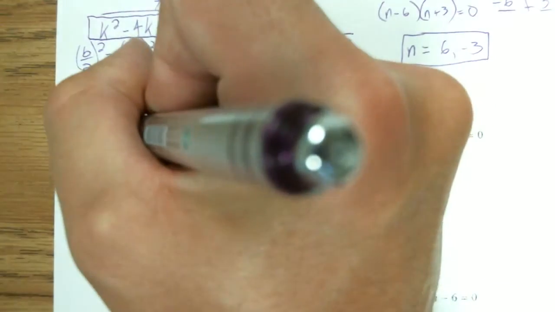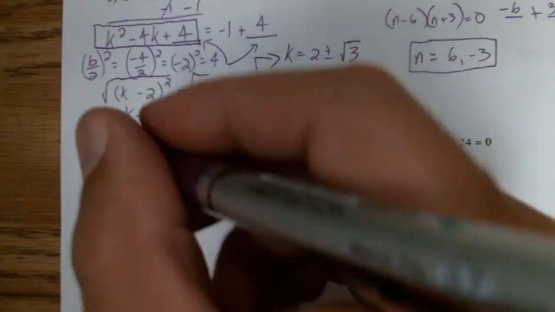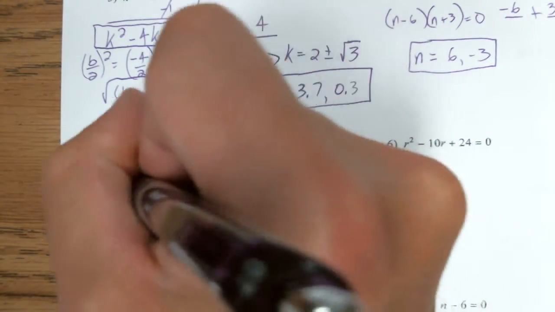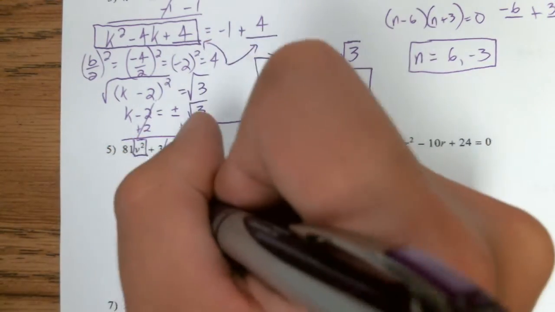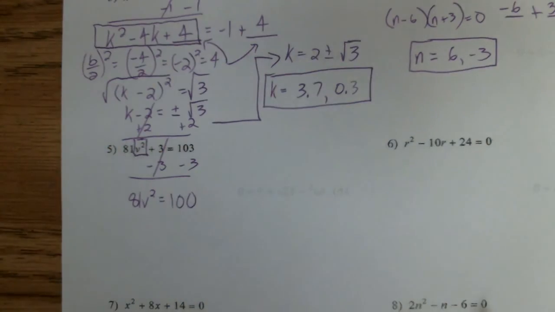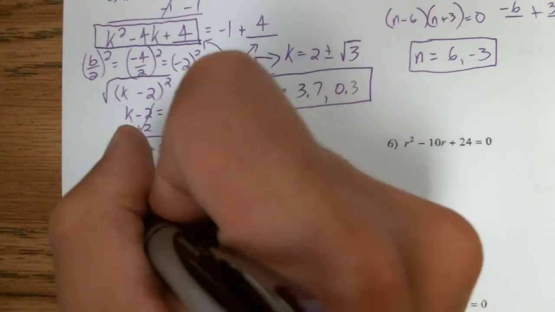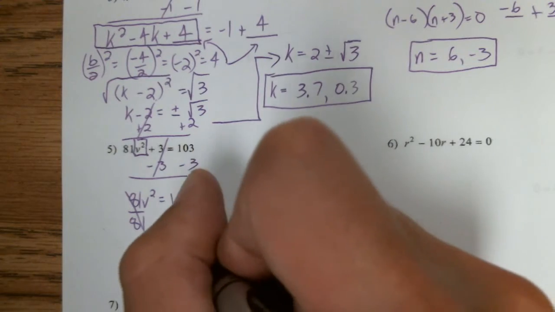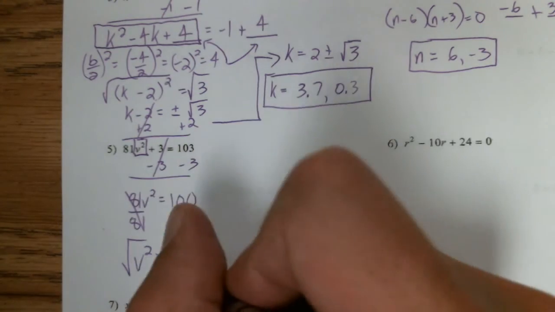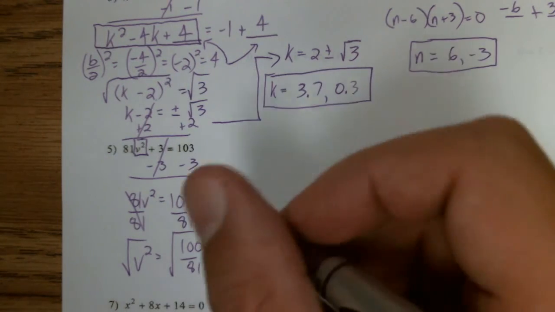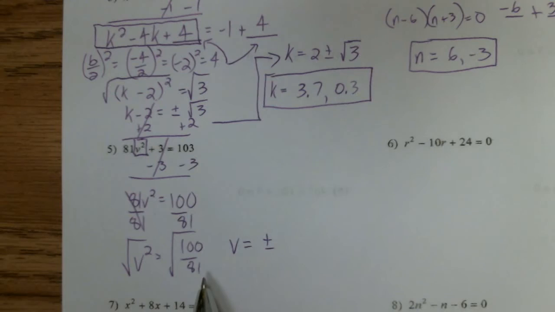And all I need to do is get this v squared by itself and take the square root of both sides. So I'm simply going to move this 3 to the other side. I get 81 v squared is equal to 100. I need to get the v squared by itself, so I'm going to divide both sides by 81. I get v squared is 100 over 81, and then the square root method. I'm literally going to take the square root of both sides, and I'm going to get v is equal to, whenever I take the square root of a positive number, I always get plus or minus.